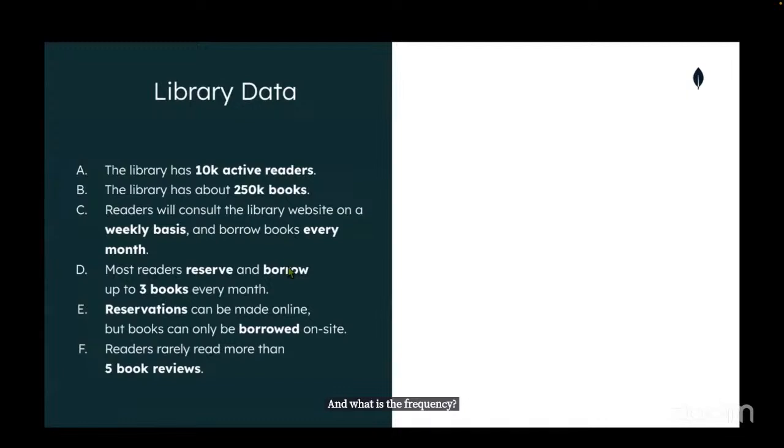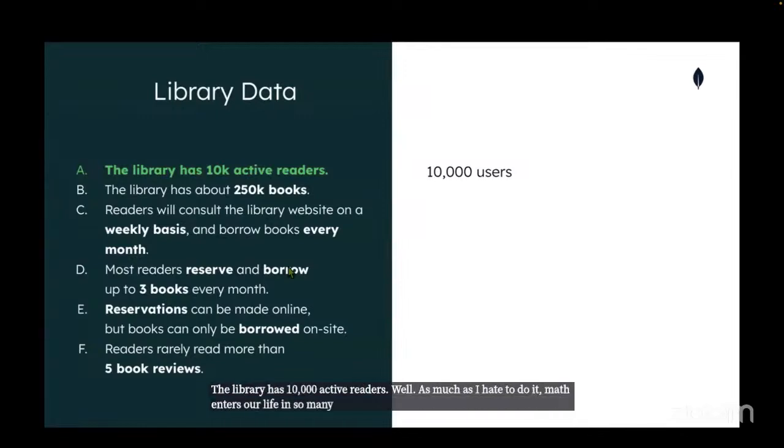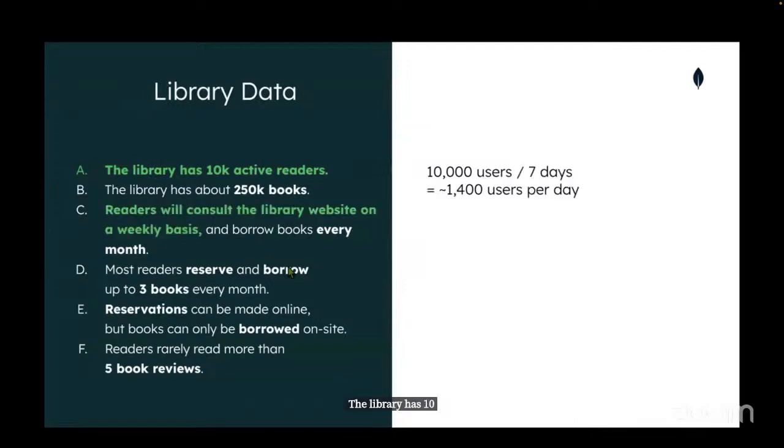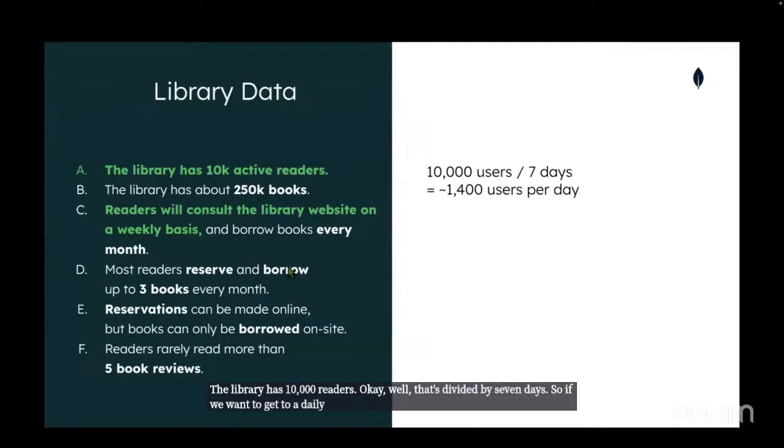Okay, back to our requirements. The library has 10,000 active readers. As much as I hate to do it, math enters our life in so many different ways. We need to do the math to understand what the requirements for the application are going to be. The library has 10,000 readers, divided by 7 days. If we want to get to a daily figure for active users per day, that's 1,400 users per day. But what does that mean?